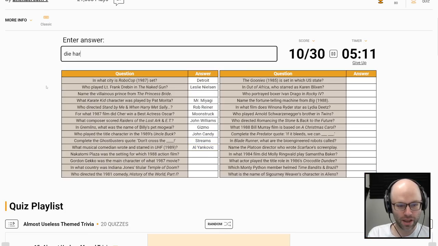Nakatomi Plaza's from Die Hard. Gordon Gekko's from Wall Street. The Temple of Doom was in China. No, it was in India. Who directed The History of the World Part 1? Mel Brooks. The Goonies is set in, like, Delaware.